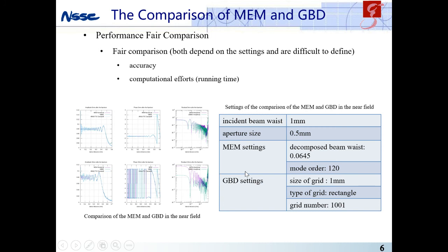The settings of the comparison are in the red table. With such settings, GBD runs better than MEM in both computational effort and accuracy. But this is not always true. There are other settings where MEM behaves better than GBD, so a more general comparison still needs to be performed.